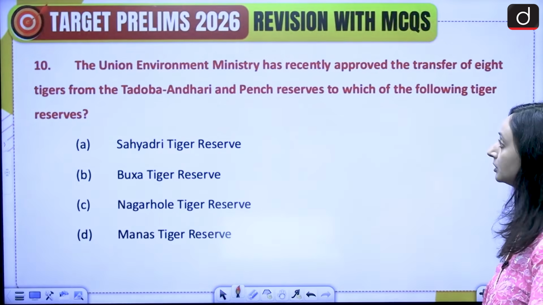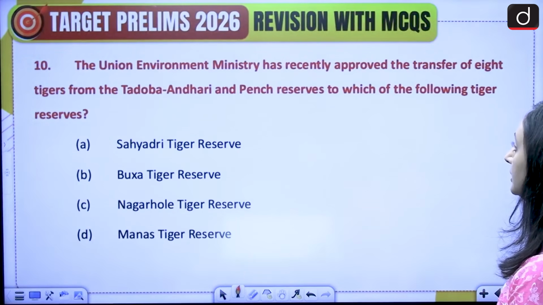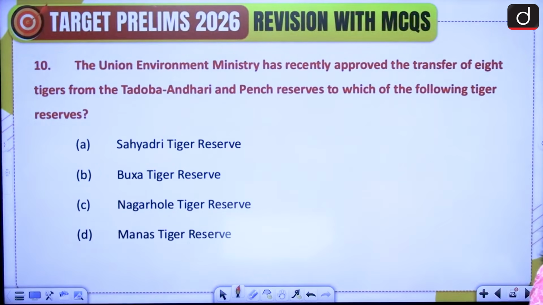Alright, moving on to the last question for today. The Union Environment Ministry has recently approved the transfer of 8 tigers from the Tadoba Andhari and Pench reserves to which of the following tiger reserves? A. Sahyadri Tiger Reserve, B. Baksa Tiger Reserve, C. Nagarhole Tiger Reserve, or D. Manas Tiger Reserve. So please attempt this question.